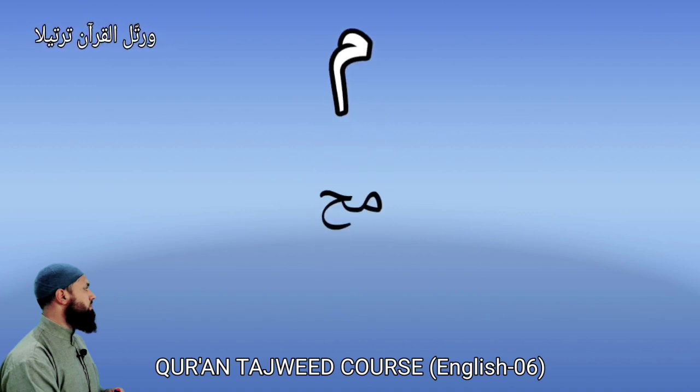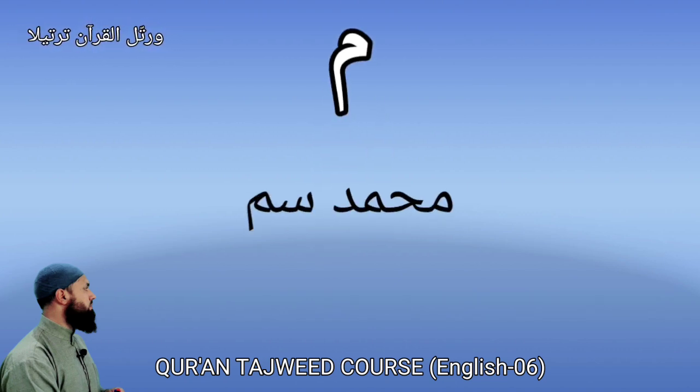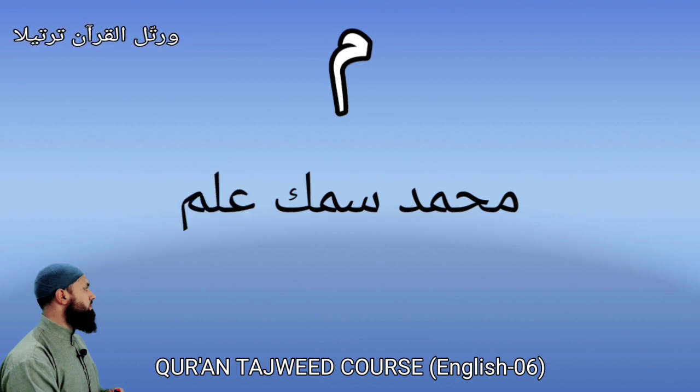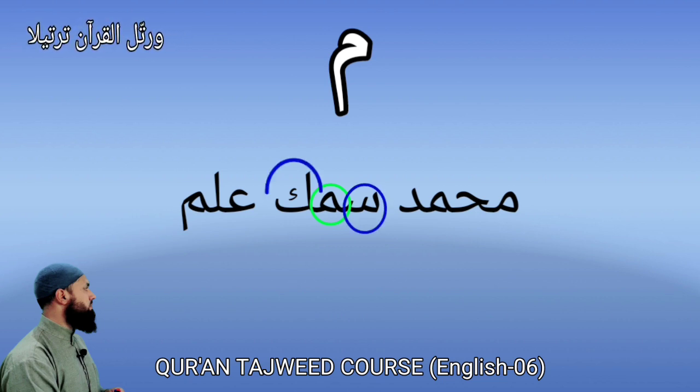Mim, as in Muhammadun, Samakun, Alima. In the first word, mim is used at the initial position. It is joined with the letter ha on its left side. In the second word, mim is used at the medial position and it is joined with the letter sin on its right side and the letter kaf on its left side.